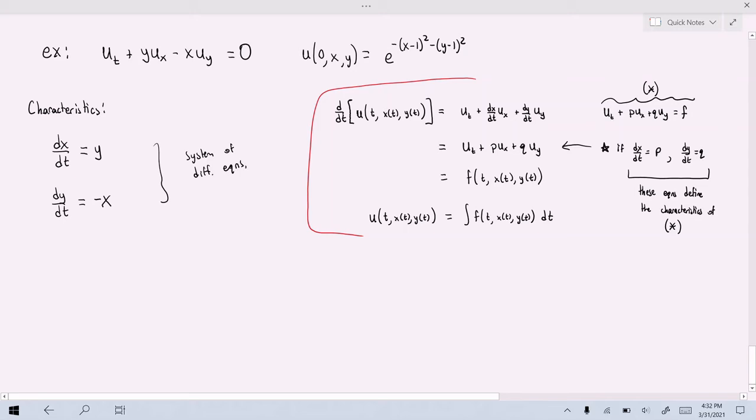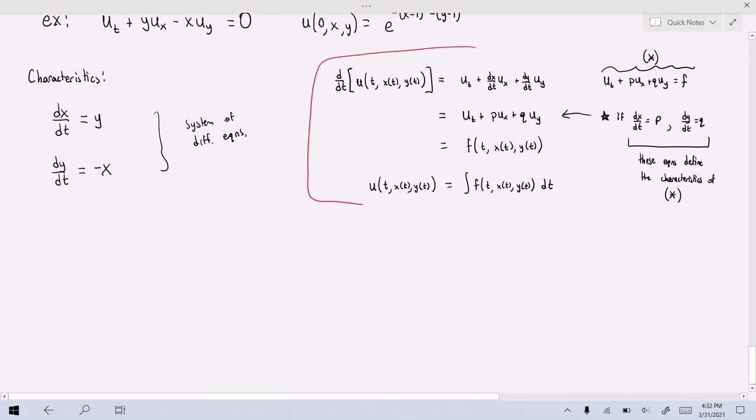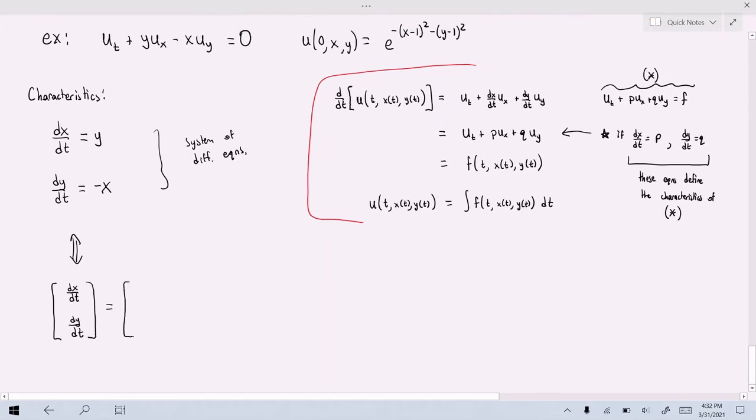That we would need to solve in order to find the characteristics, all right? So this system of equations is a linear system of equations. I can write it in matrix form. So we have dx/dt, dy/dt is equal to the matrix 0, 1, negative 1, 0 times x, y. Okay?